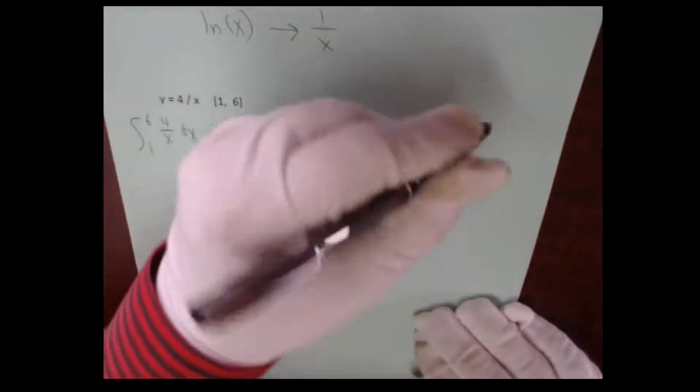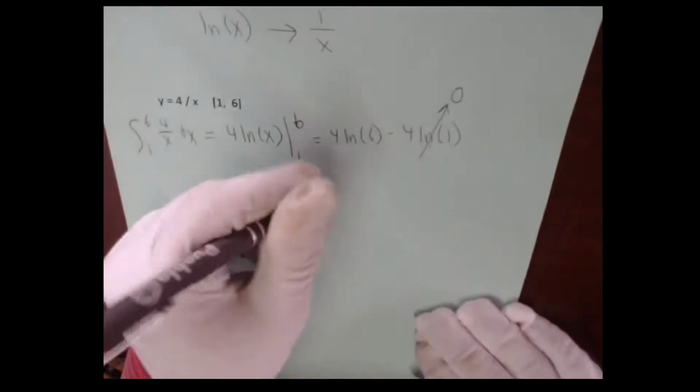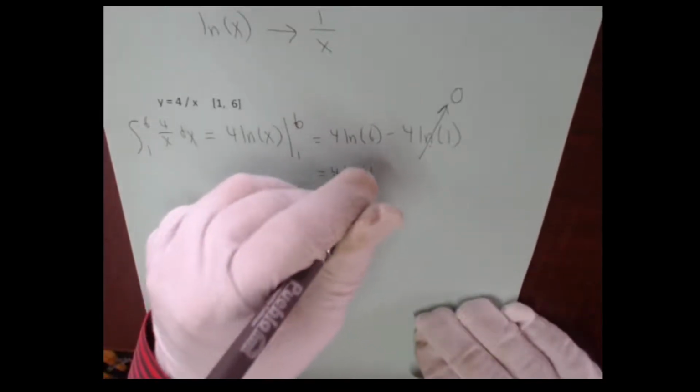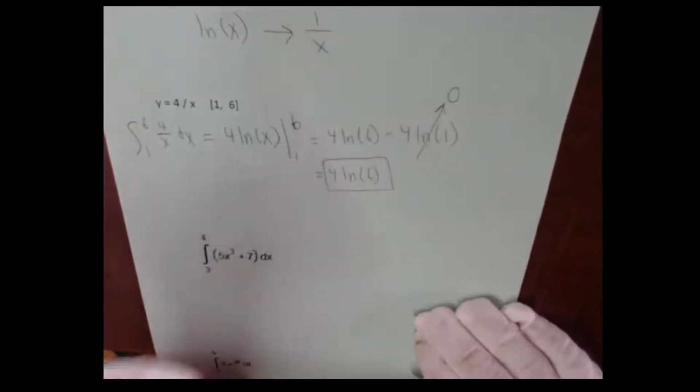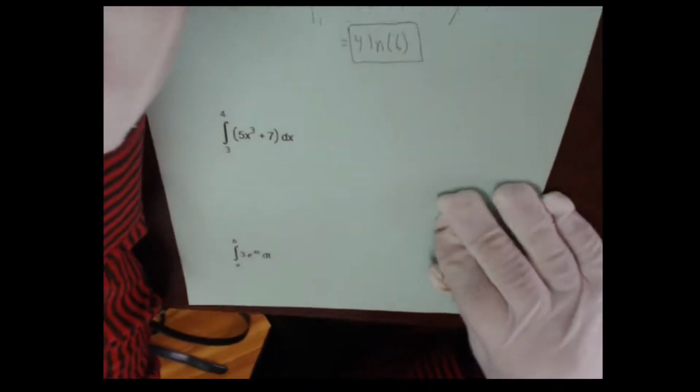And by the way, the natural log of 1 is 0 because e to the 0 is equal to 1. So our answer is just 4 ln of 6. Let's do another one. We'll do these two and then call this video a day.